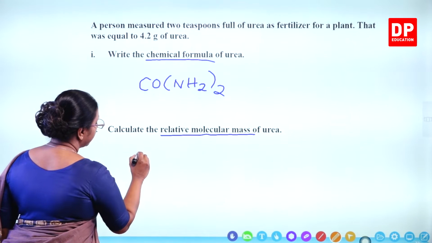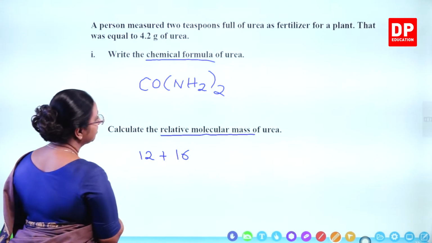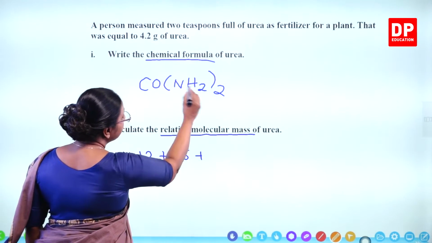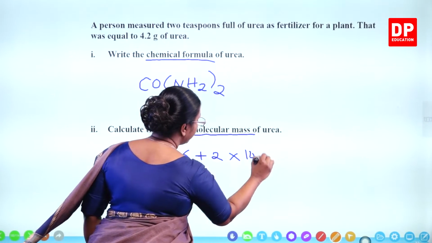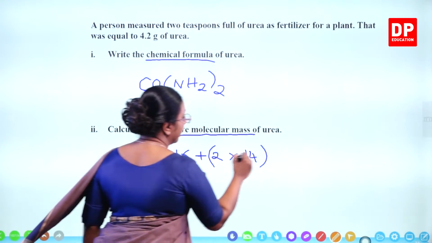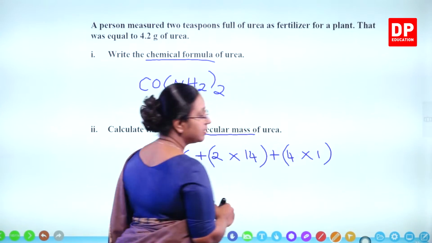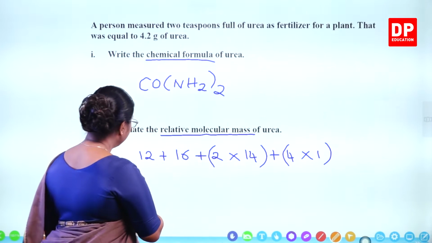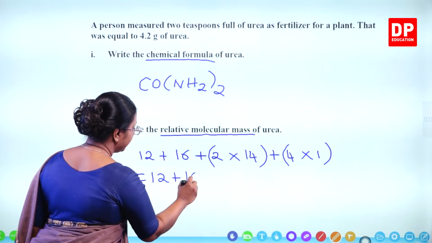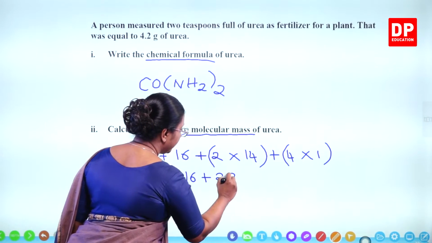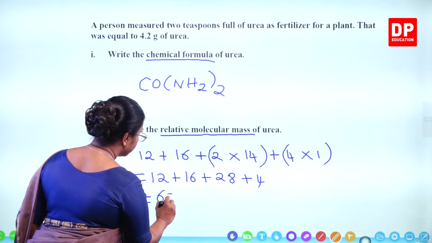Calculate the relative molecular mass. So here carbon you know is 12. For oxygen, relative atomic mass 16. Then how many nitrogens are there? There are 2 nitrogens into 14 relative atomic mass. And there are 4 hydrogens, relative atomic mass 1. So when you calculate the value, what do you get? 12 plus 16 plus 28 plus 4. It is equal to 60.